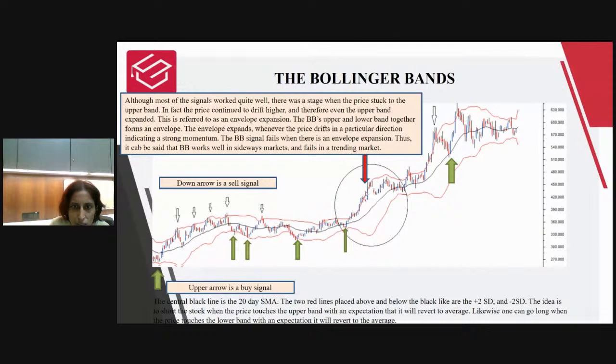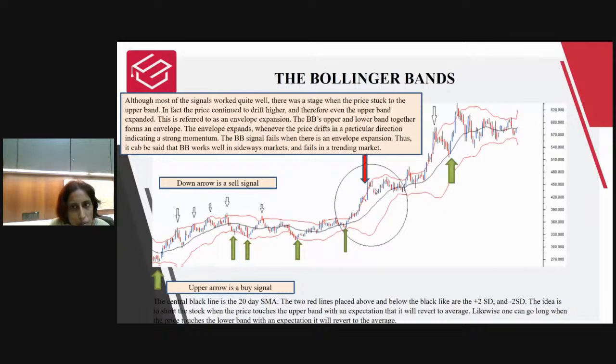The upper band over here expanded. You see this? It was this, and then you see the expansion. So the upper band expanded, and this is referred to as envelope expansion. The Bollinger Band's upper and lower band together form kind of an envelope, and the envelope expands, as you can see over here. Whenever the envelope expands, the price drifts in a particular direction, indicating a strong movement. So in these cases, the Bollinger Band signal fails when there is an envelope expansion.